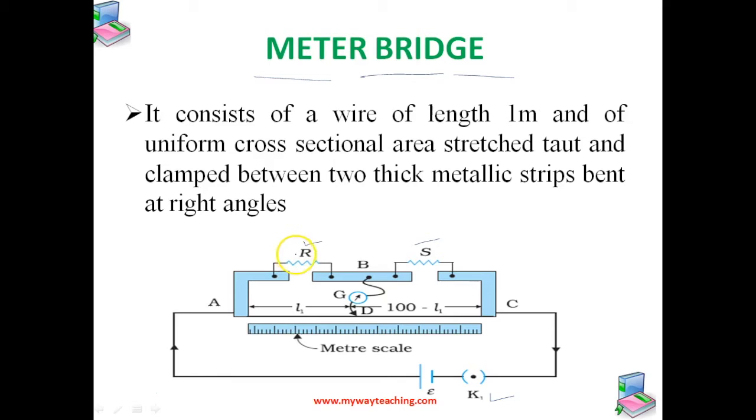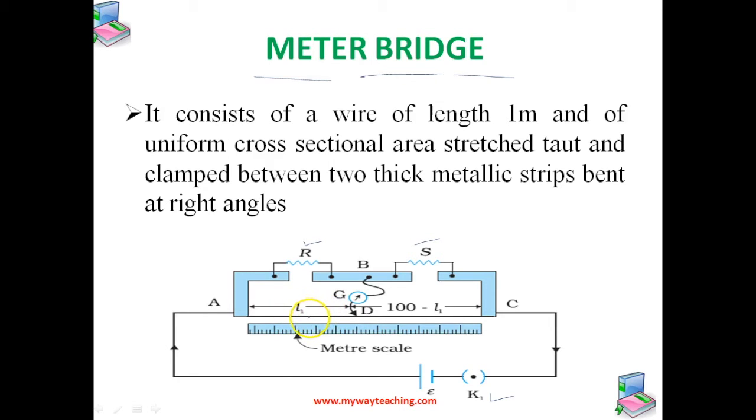And R is the unknown resistance whose value we want to determine. Okay, and it is connected across one of the gaps. Across the other gap, we connect a known resistance, that is S, the standard resistance. Okay, and the jockey is connected to some point D on the wire. This is point D, where the jockey is connected, at a distance of L centimeters from the end A.